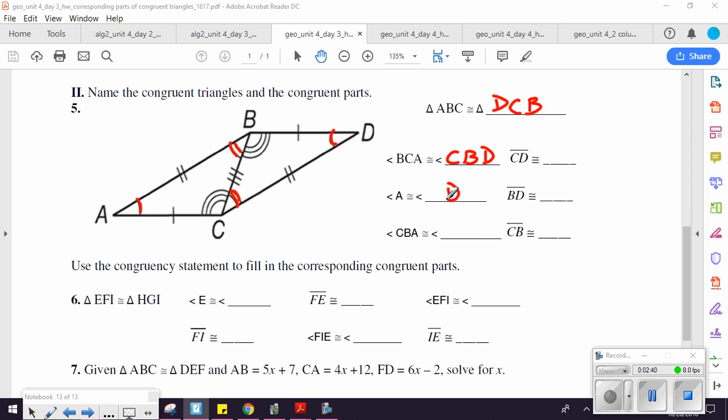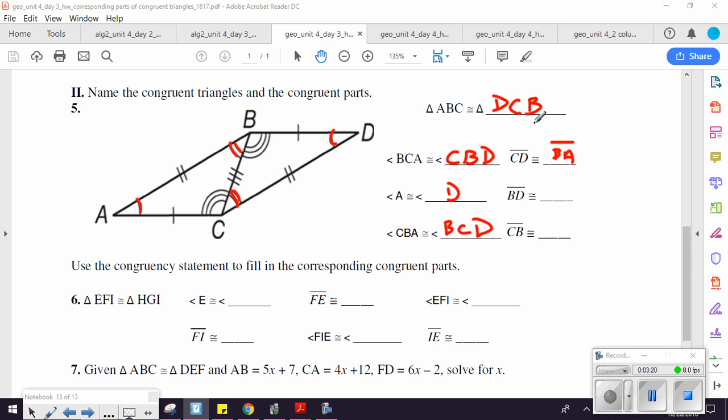Angle CBA, so when I look at it, it's taking this triangle's third angle, the second angle, and the first angle in that order. So if I follow the same pattern, it would be angle BCD. Segment CD, so that's coming from the second triangle, CD. So that's the second letter with the first letter. And then if I follow that same pattern, it would be the segment BA from the first triangle.